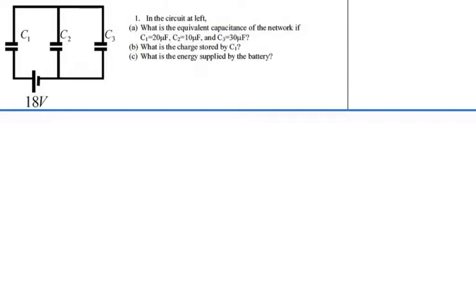Here's sample test 3, problem number 1. In the circuit at left, what is the equivalent capacitance of the network if C1 is 20 microfarads, C2 is 10 microfarads, and C3 is 30 microfarads? So we have 20 microfarads, 10, and 30.